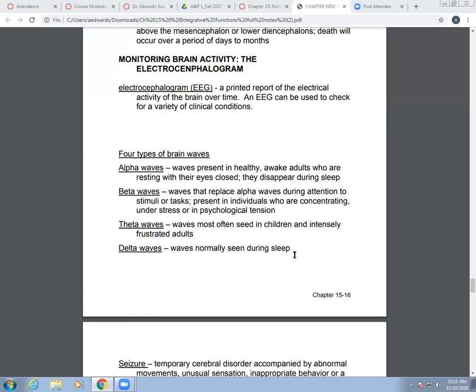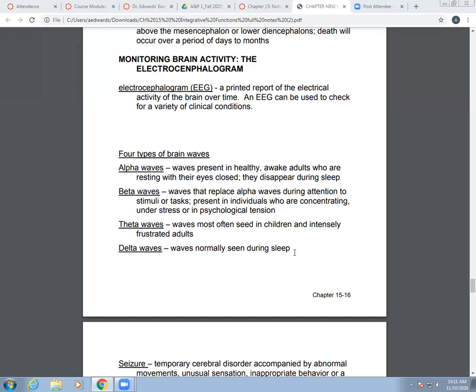Okay, let's talk a little bit about monitoring what happens in your brain. And if you guys ever heard of an EEG or an electroencephalogram, you should get a printout of electrical activity in your brain. Over time, you can check for different clinical conditions that way.